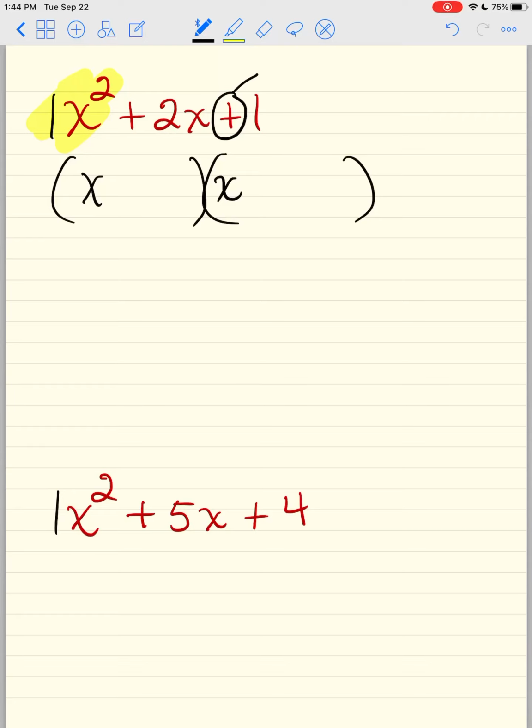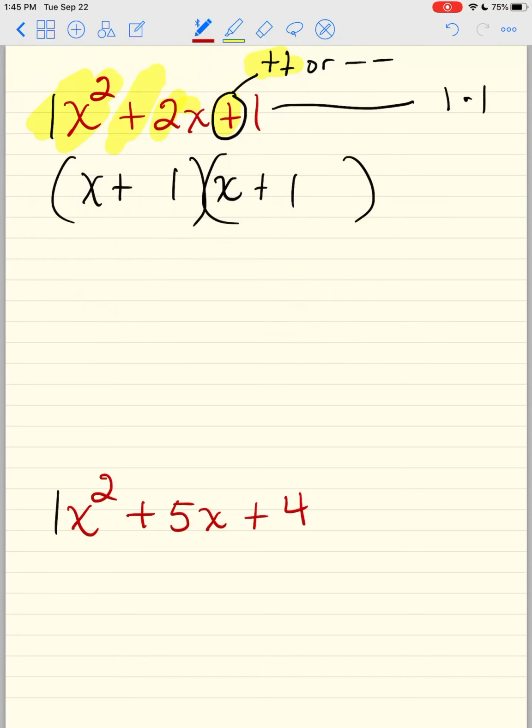Once you're done with that, you come here and take a look at this sign. What multiplies to a positive? Positive, positive, or negative, negative. Since you have two options, this is going to help you. Whatever sign that is, that's what you choose. Since that's a positive, it's positive, positive. Now, what multiplies to give you a 1? 1 times 1. Does that add to give you a 2? It sure does. 1 and 1. And now you're done.